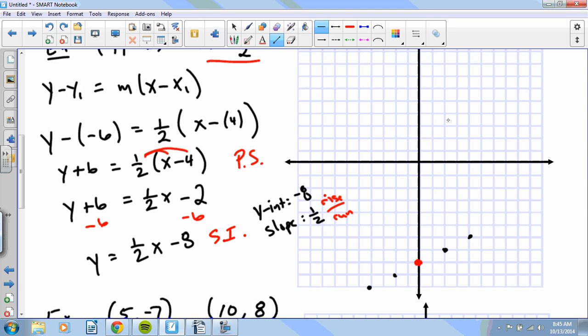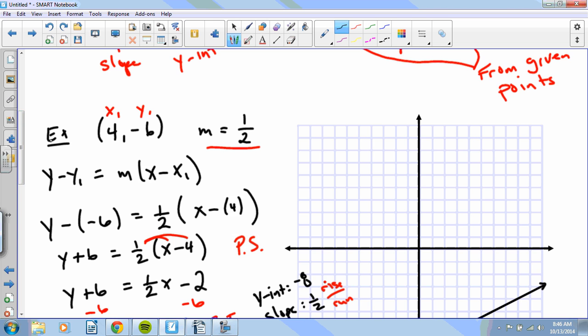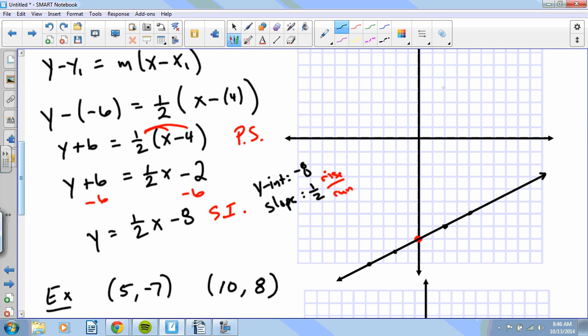So I can go ahead and grab my line here, and I can go up a couple more. Always go well beyond your points. Draw a line through, and make sure you put arrows on the ends. So that's the graph. I can check, is the point 4, -6 on my line? If I go over 1, 2, 3, 4, down 1, 2, 3, 4, 5, 6, that's great. So I know I have the right line.